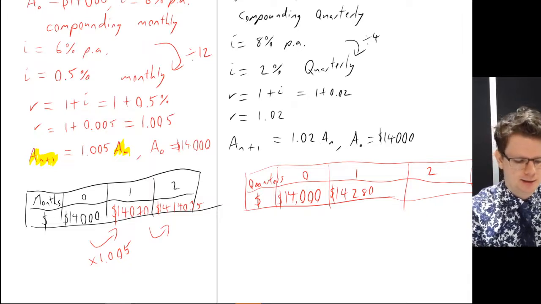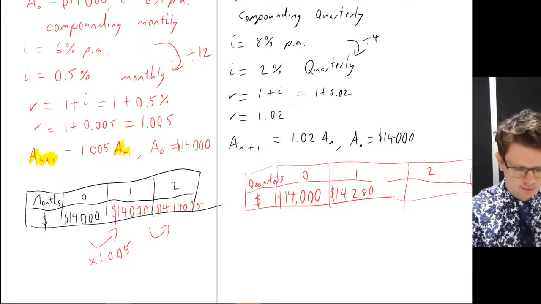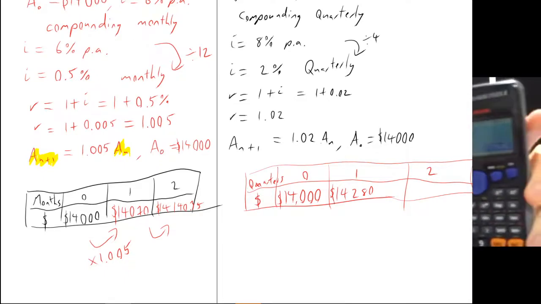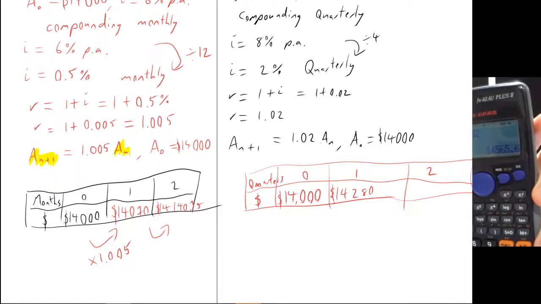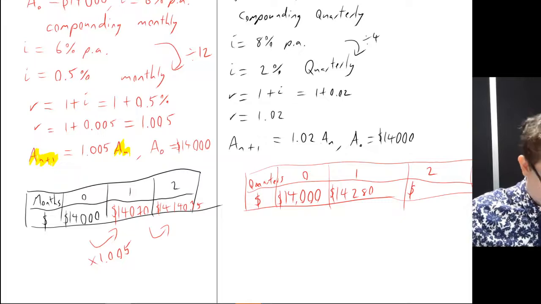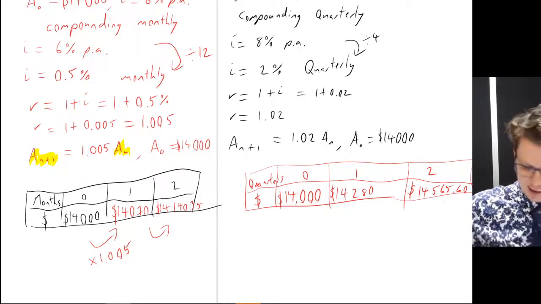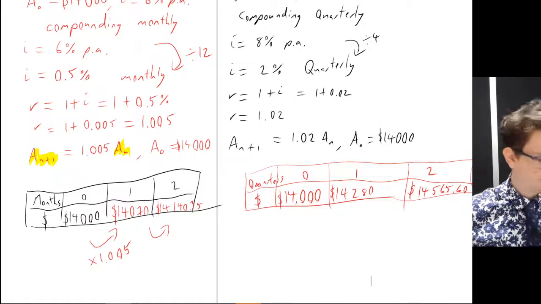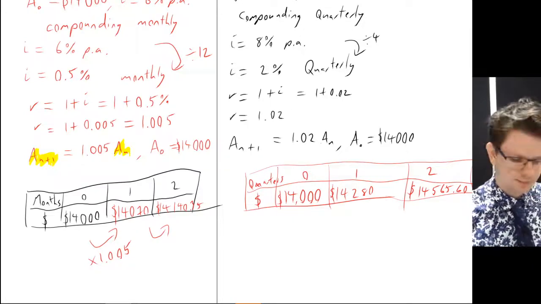And then again, in the quarter after, I'm going to have $14,565.60. So 60 cents. Okay? So, just make sure that you remember which one it's going to be.